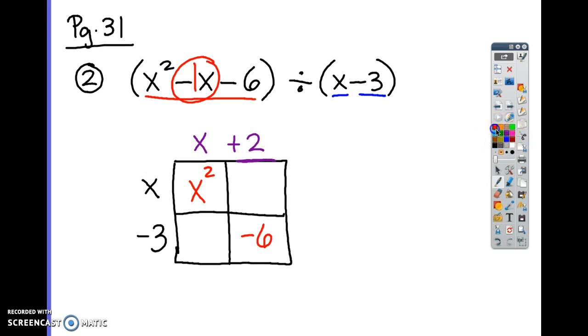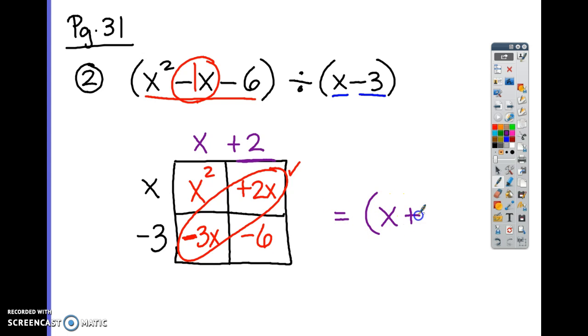Okay, so that will be your answer if everything checks off. So let's go ahead and check it. X times 2 is +2x. X times -3 is a -3x. And when you combine these two, does it give you -1? And it does. So your answer is not x minus 3 and x plus 2. It is only x plus 2.